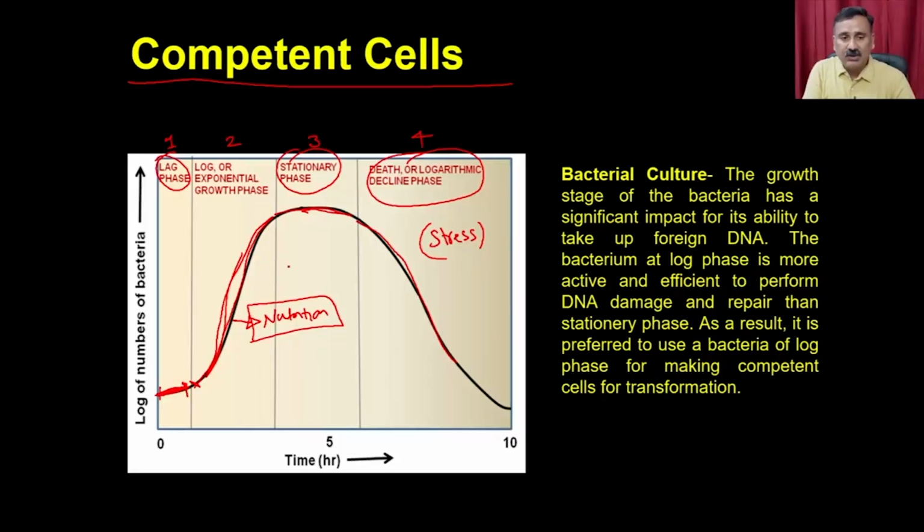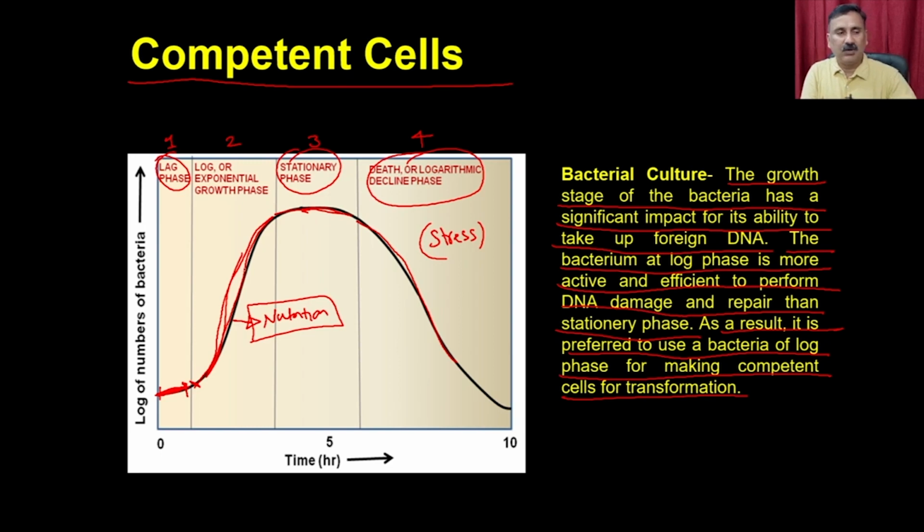So, that is actually going to be the best bacterial culture that you are going to use. The growth stage of the bacteria has a significant impact on its ability to take up foreign DNA. Bacteria at log phase are more active and efficient at DNA damage and repair than at stationary phase. As a result, it is preferred to use bacteria of log phase for making the competent cells for the transformation. So, once you grow the bacteria, bring it to the log phase, and then you collect the log phase bacteria and use that for the competent cell preparation.